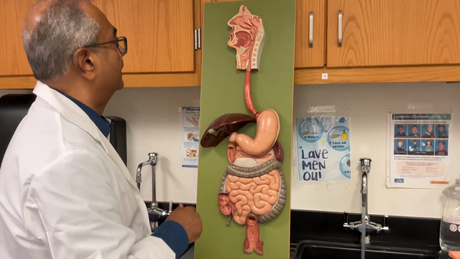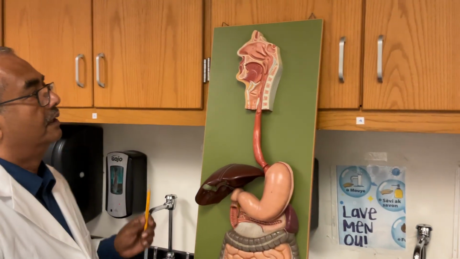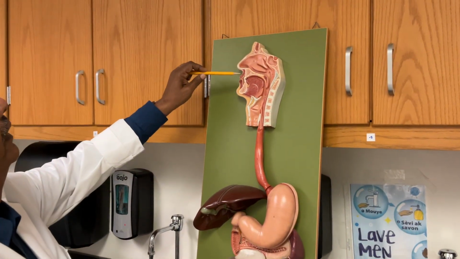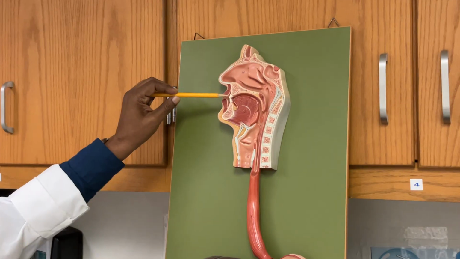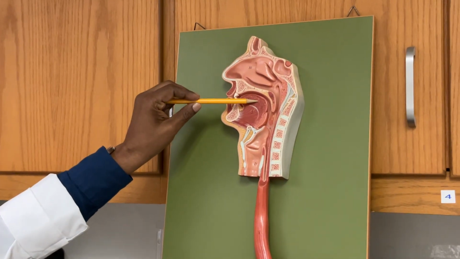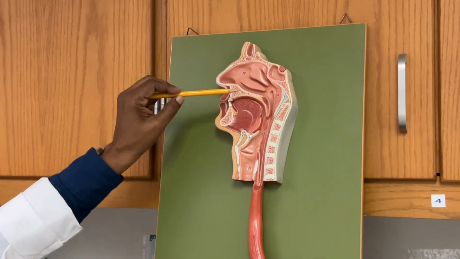Okay, so this is a plaque of the digestive system. Over here, you can see the mouth, you can see the teeth here, you can see the tongue. This is a hard palate, this is a soft palate.